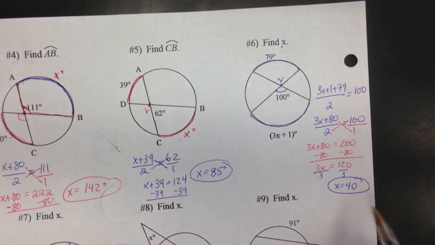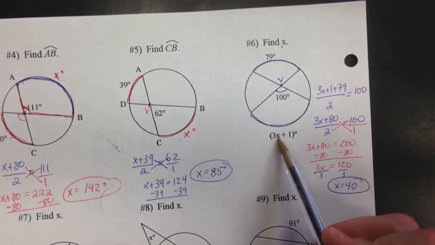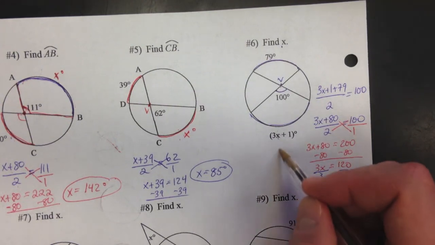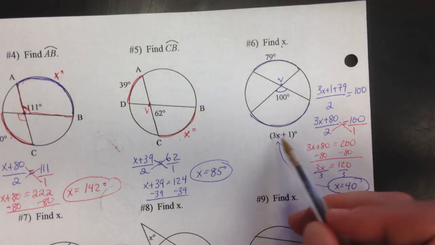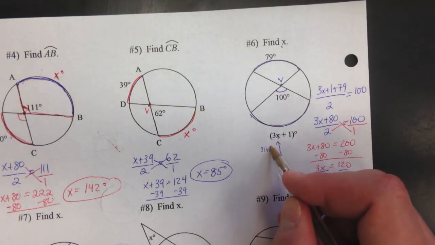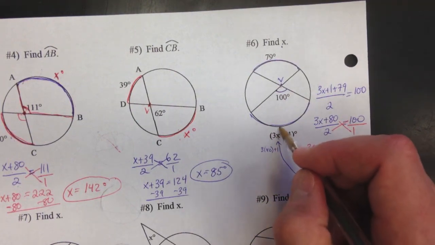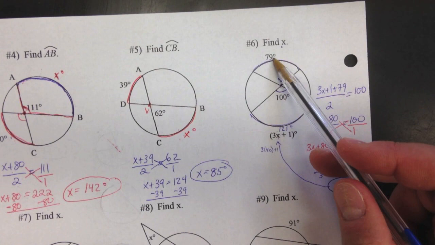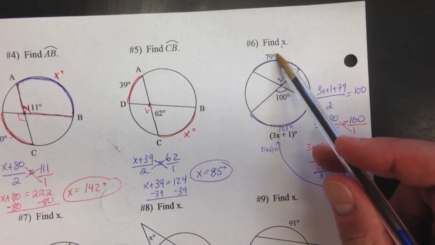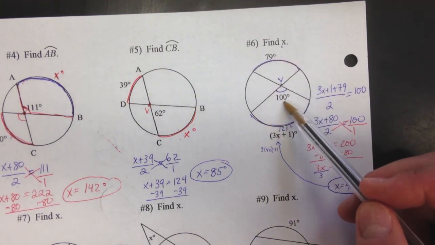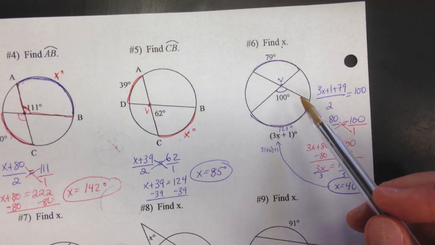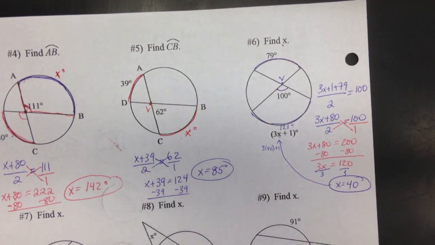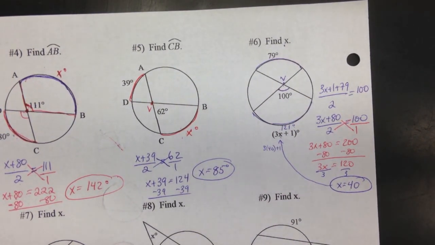Now you can check it. If I take 40 and I plug it back in for x, I would do 3 times 40 plus 1, which is 121. So 121 plus 79, if I add those, I get 200. If I divide that by 2, I get 100, so everything checks. So that's the end of part 1. Go ahead, flip it back onto the front, and we'll do the outside angles in part 2.